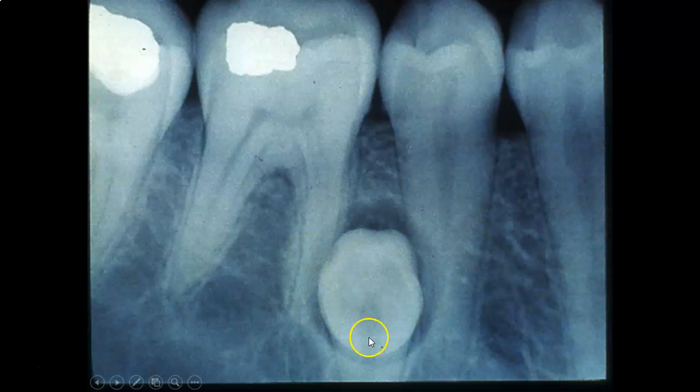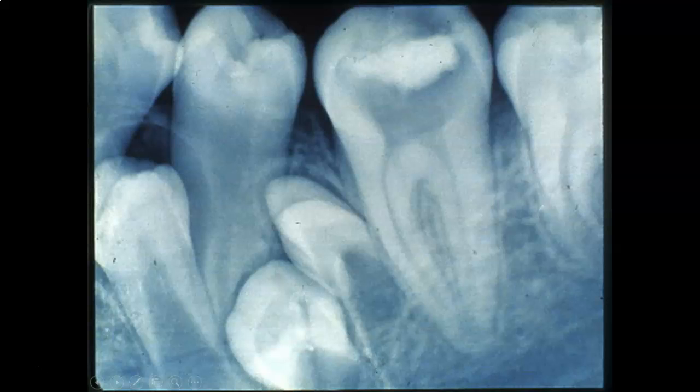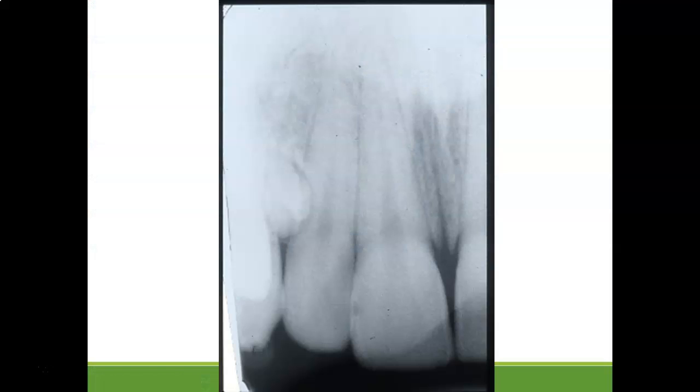Here's another mandibular supernumerary premolar. Here's a whole bunch of supernumerary teeth popping all over the place. You can see that it seems to be predominantly in the premolar area. Here's another little extra one popping through here between the lateral and the canine.